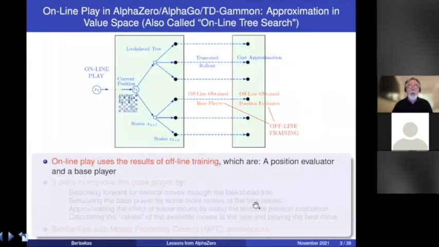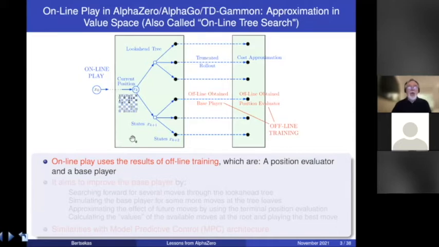Okay, I think I've got it back. Okay, I'm going to start describing the online play algorithm in AlphaZero, AlphaGo, and other related TD-Gammon and other settings. And then I'm going to discuss the offline training algorithm.